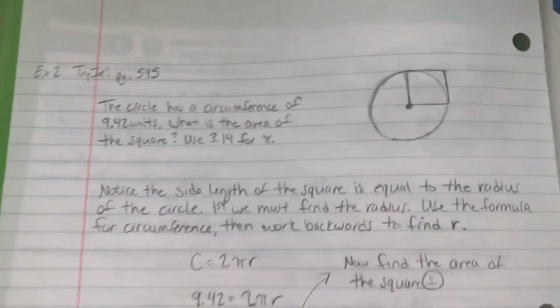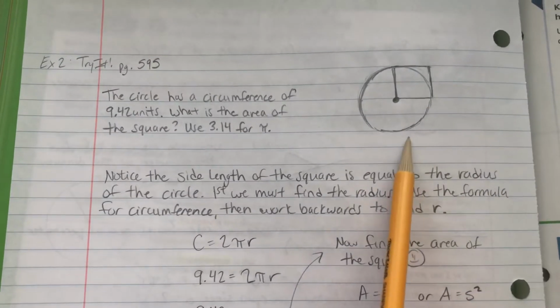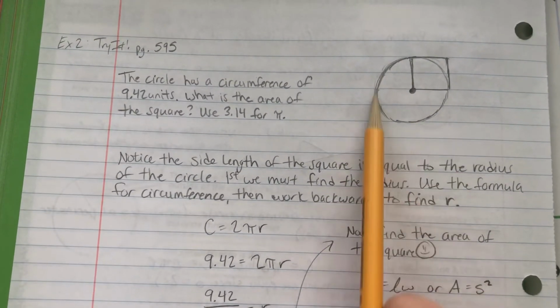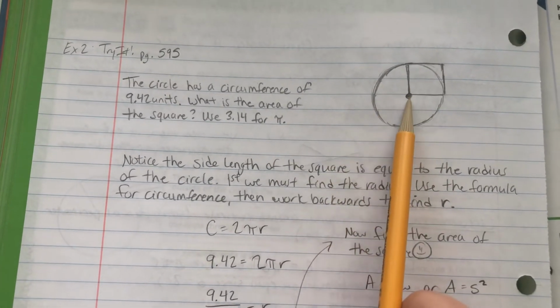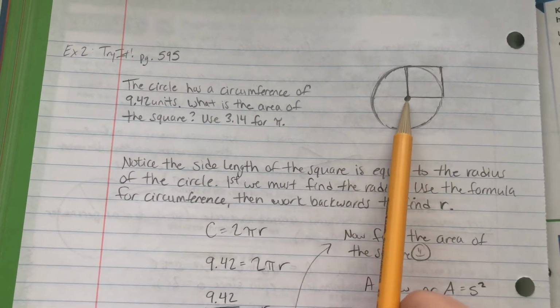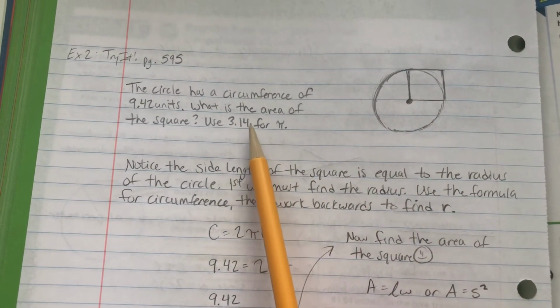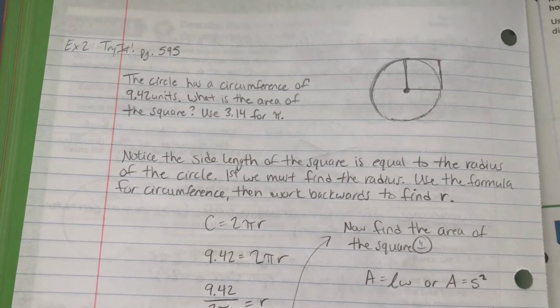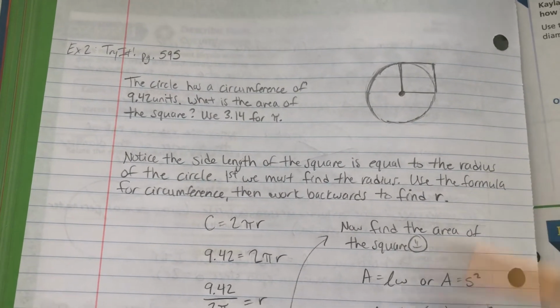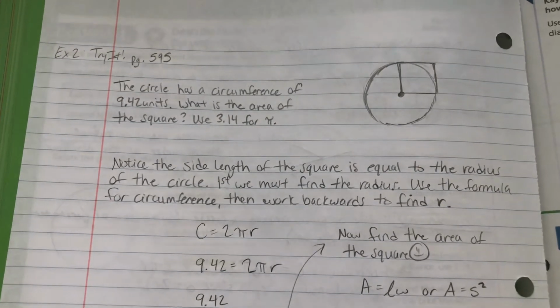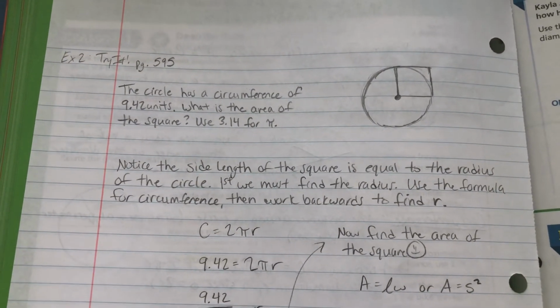Mine's a little slanted. So the circle here has a circumference of 9.42 units. On this one, they're actually giving us the distance around the circle. We want to find the area of the square. So you might be thinking, what in the world does the circle have to do with the square? This one's actually telling us to use 3.14, so I'm going to do that for this problem. But if you wanted to use the pi button, you can. Your decimals just might be a little off, but I would accept it.